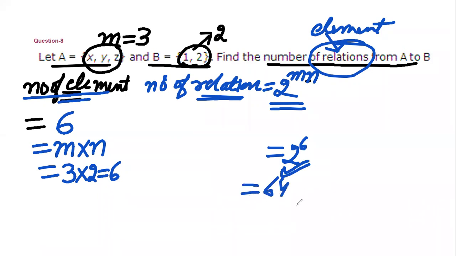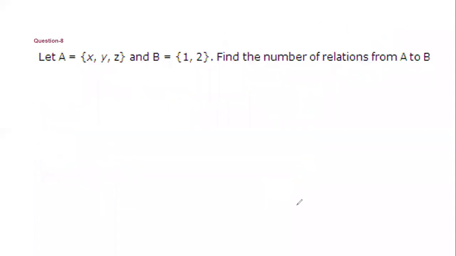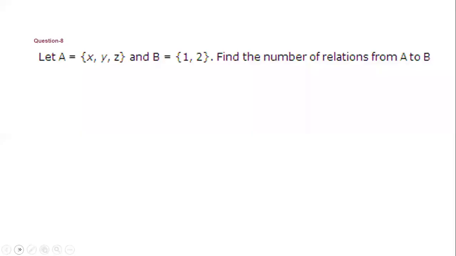That is correct. Okay. So I think now this is clear to all. If the examiner asks for the number of elements, it is equal to m into n. And if the examiner is asking about the number of relations, then it is 2 to the power mn. Now this is all for today. You have to revise it properly.